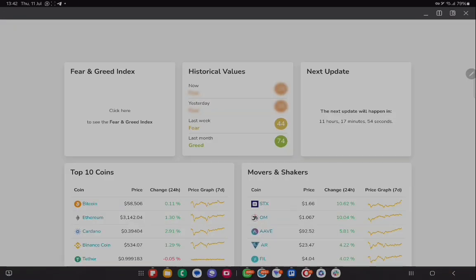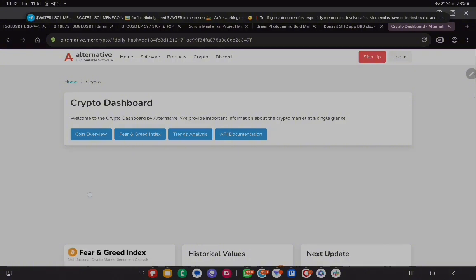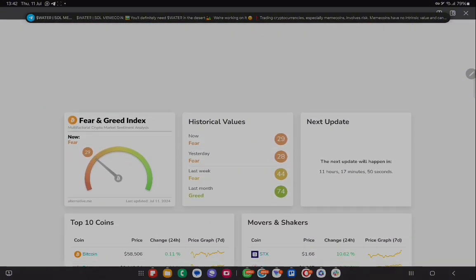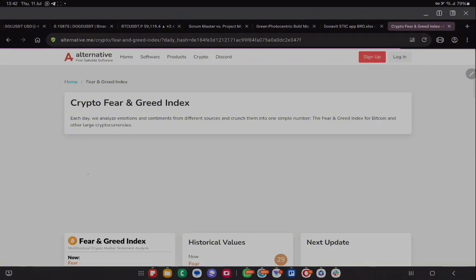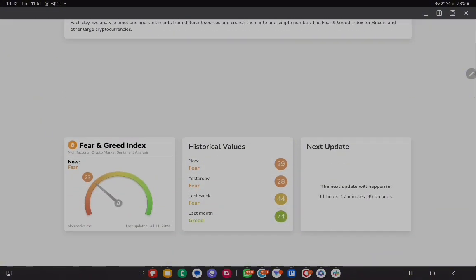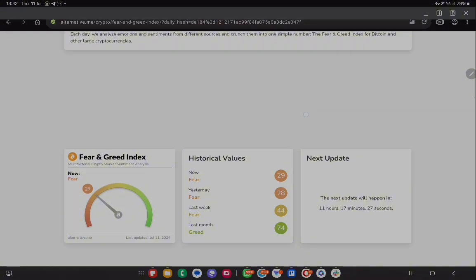So looking at the fear and greed, click here. We're currently at 29. Fear and greed is currently at 29. So we have more fear, and greed is currently low. I expect the market to get us to around 15 fear. By the time we get to 15, then we are ready for the bull run. So that's my expectation. We're ready for the bull run when we get to like 15 and 20.